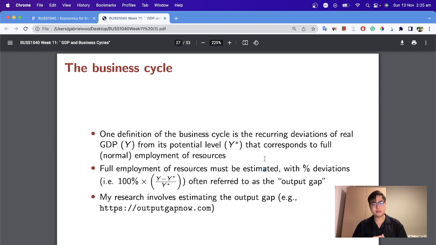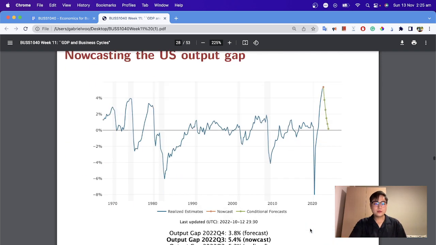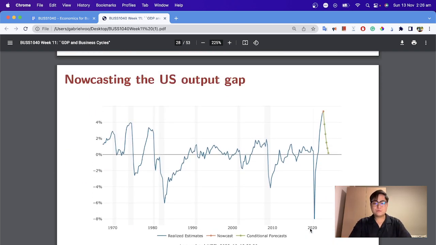We're going to talk about employment in the next weeks as well, when we talk about inflation and employment, and how the Phillips curve ties those two ideas together. Full employment of resources must be estimated. There isn't an authority that comes out and says what full resource employment is. It's an estimated amount, with a percentage deviation given as: real minus estimated, divided by estimated, times 100. That is the percentage deviation of the real GDP from the potential level of GDP, and this is often referred to as the output gap. So here we can see output gaps.